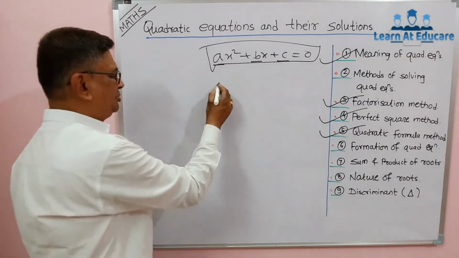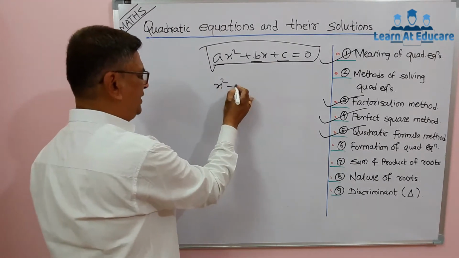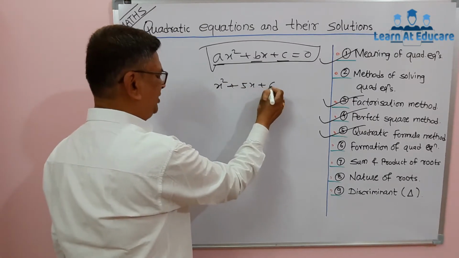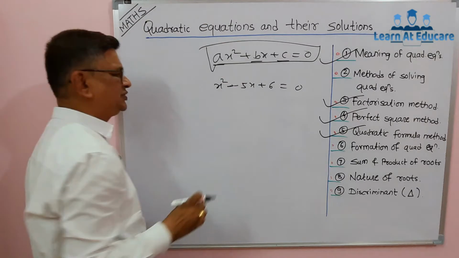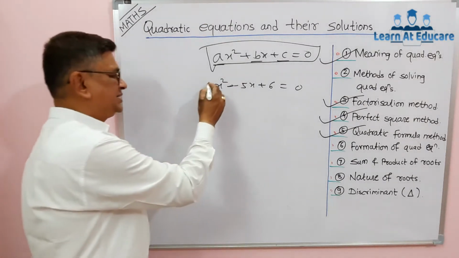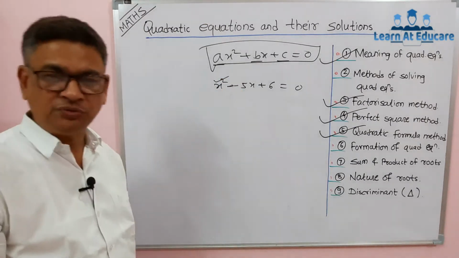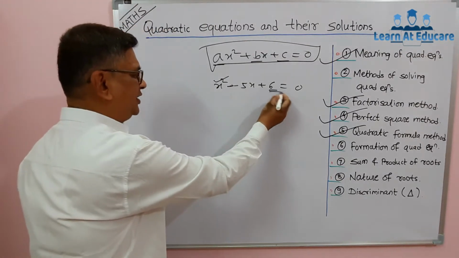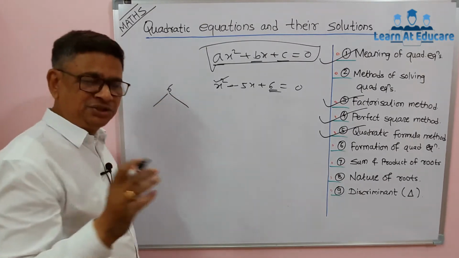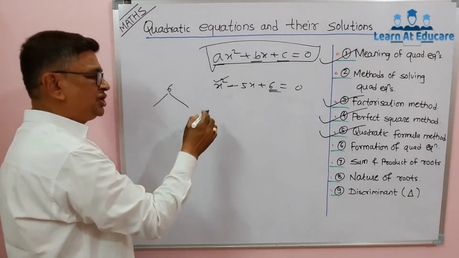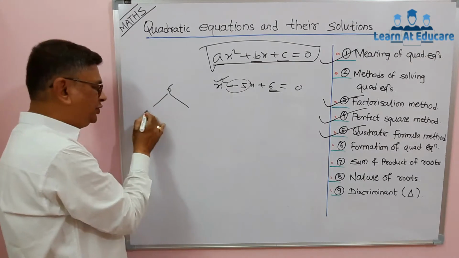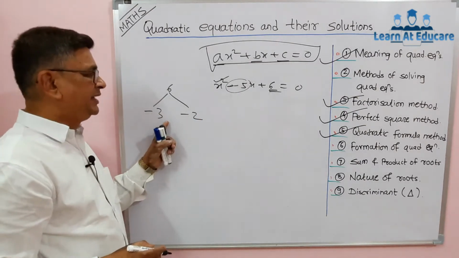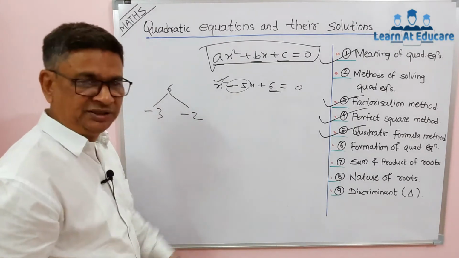We'll take an example. Suppose we want to solve the equation x² − 5x + 6 = 0. Can you observe this is a quadratic equation because its highest degree has index 2. Now how to solve this equation? For that we want the factors of 6. We want two factors of 6 whose sum will be −5, and do you know those factors are −3 and −2. Can you see their sum is −5 but product is 6.